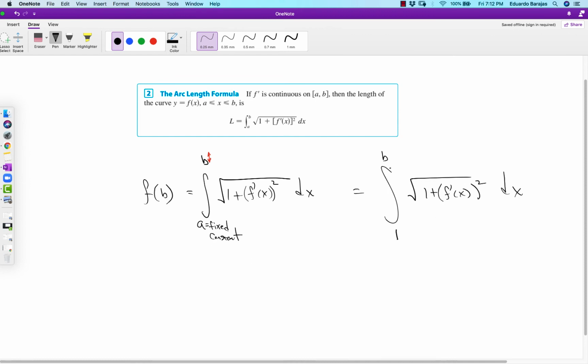Well, people usually don't like b as our independent variable. They like x, but x is already being used here. So we fix that by just replacing those letters. So we can say that an equation could be s of x, integrating from some constant a to x. Again, this is a constant.